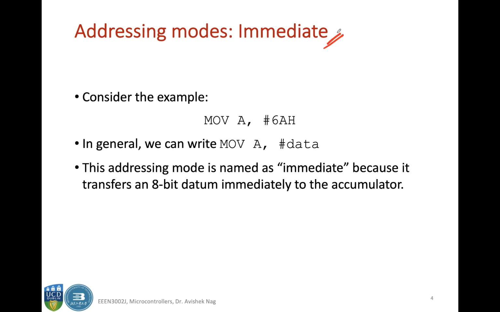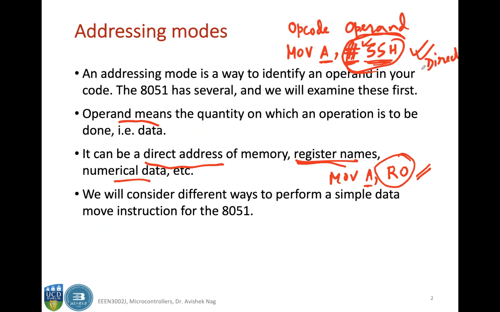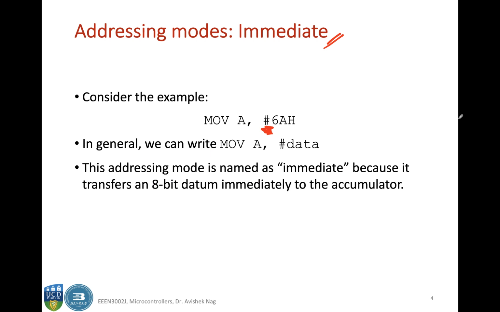So this is the immediate addressing mode, the one with the hash symbol. I just mentioned in this slide that this was direct, but this is not. Sorry about that. This is immediate, not direct. My apologies. So you have the first addressing mode, the immediate addressing mode, and as the example shows, it is moving this data, a numeric data denoted by this hash symbol, to the accumulator.